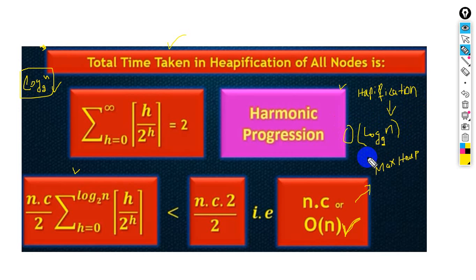And when we want to make a complete max heap, that is the complete heapification process. We do heapification to find the max heap, so that will be big O of n. So for building the complete max heap, the time complexity is this one.